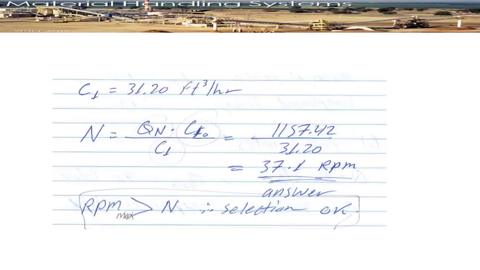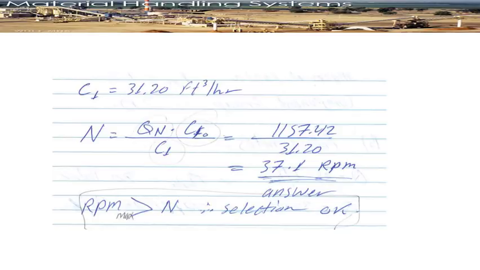So to find the RPM, simply we are going to get the equivalent conveyance value, the C, which is the QM multiplied by the CFO, divided by the C1. So we are going to have 1157.42 divided by 31.2, and we are going to find this 31.1 RPM is the answer to convey the material at the rate of 25 tons per hour.